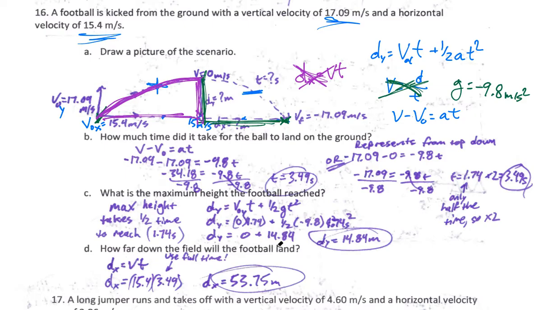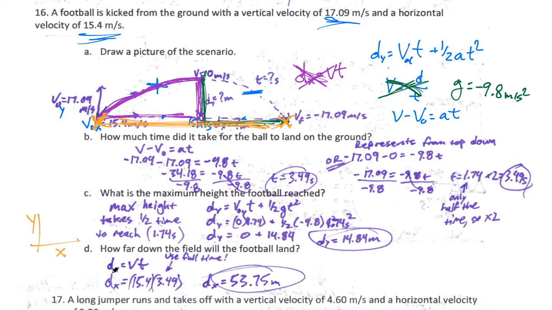How far down the field will the football land? Well, now we're talking how far down the field. That gives me a connotation of from this point in the orange to this point over here. So that means I'm dealing with a horizontal direction. Since I'm dealing with a horizontal direction, I'm going to be using dx, because x, if we think of a graph, is in my horizontal direction, y is in my vertical direction. So I'm looking for horizontal.